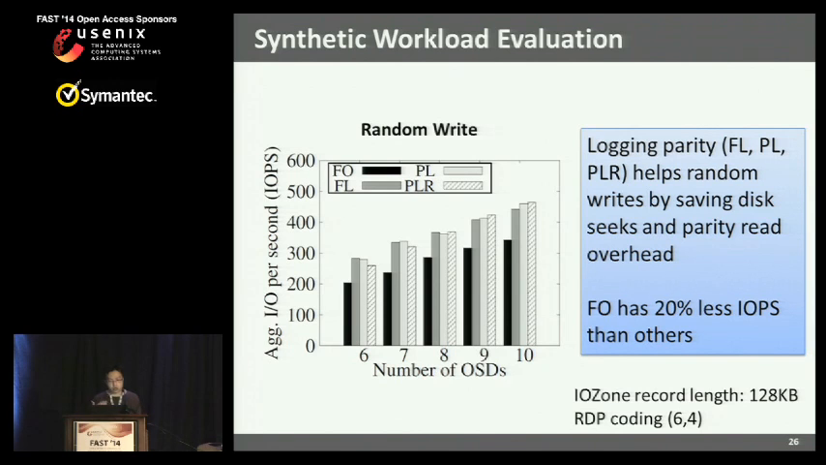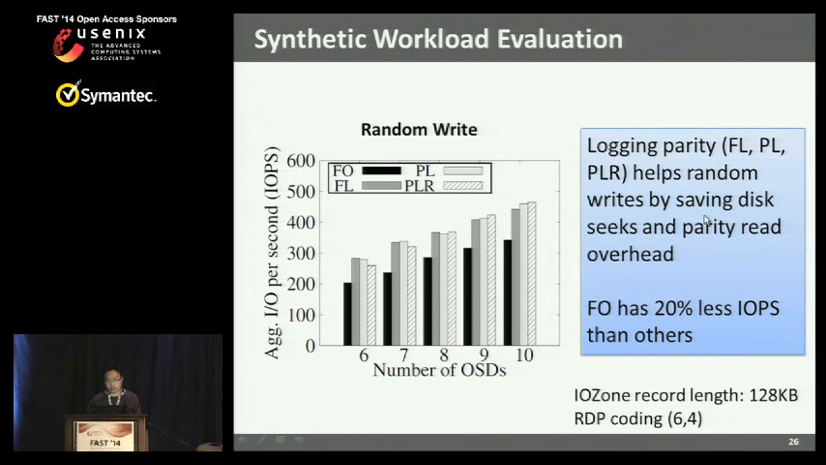So let's look at the random write mode. The x-axis is the number of storage devices, OSDs. The y-axis is the throughput, which we measure by the IOPS. Here we use RSIO to generate this workload, and we use an RDP coding, 6-4. What that means is that I select 6 devices, and 4 of them will store the data chunks, and 2 of them will be the parity chunks. Each time you select 6 out of these 10. So basically, you distribute this stripe randomly across all these 10 devices.